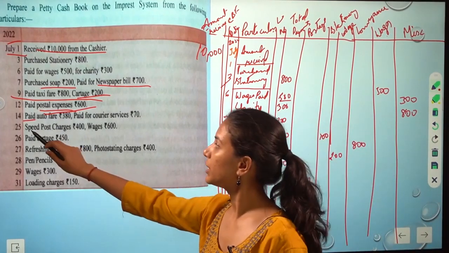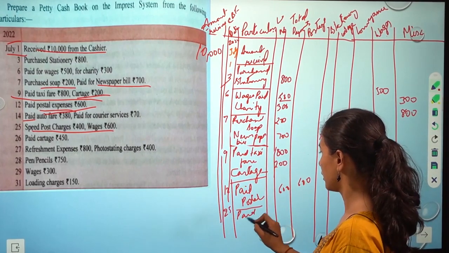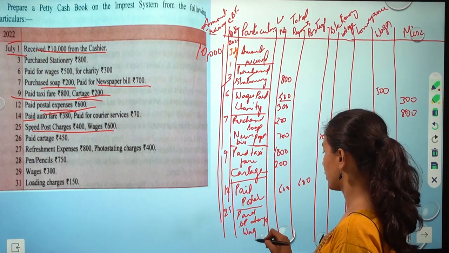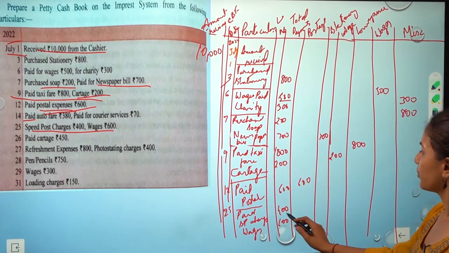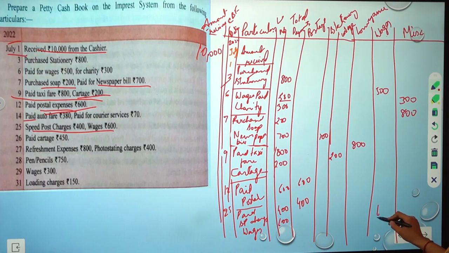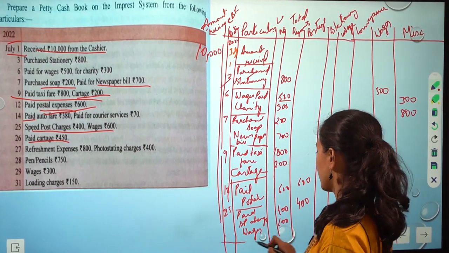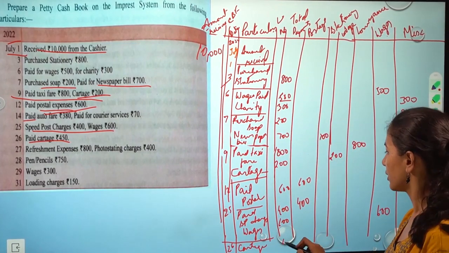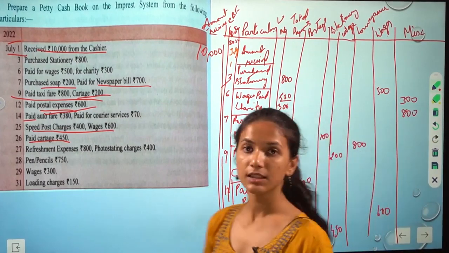Okay. Next is paid postage charges and wages on 25. So paid speed post charges and wages. Okay, speed post charges amount is 400, wages amount is 600. Speed post will come under postage, then wages will come under your wages section. Next is paid cartage on 26th. What is the amount? 450. Cartage will come again under cartage. Okay, so these are the expenses.